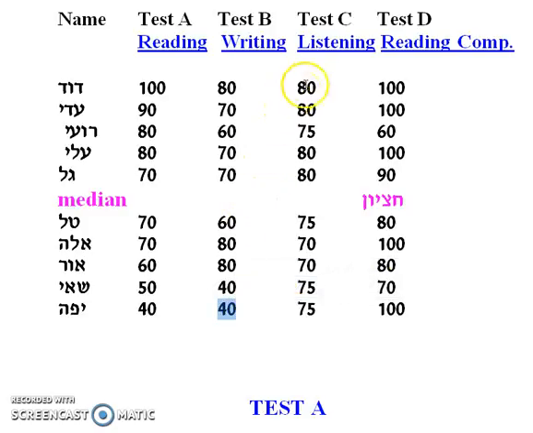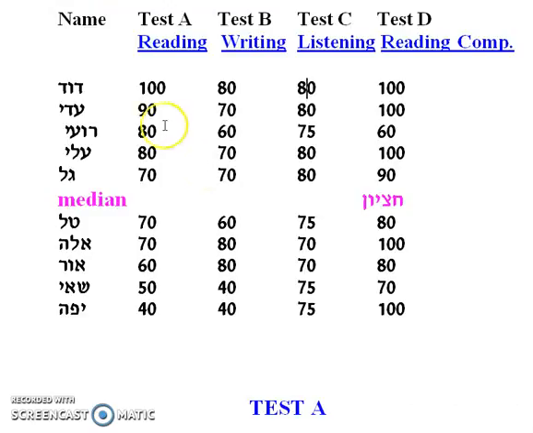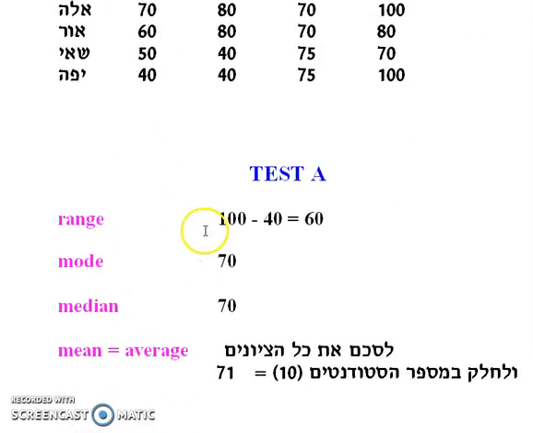Okay, now in the third one, you see that the distribution of scores is different. So I'm going to show you what this looks like. If we look at test A, we look at the range, the mode, the median, and the mean. And if we look at test A, you see that the range is between the highest and the lowest, 100 minus 40, and the range is 60 points.